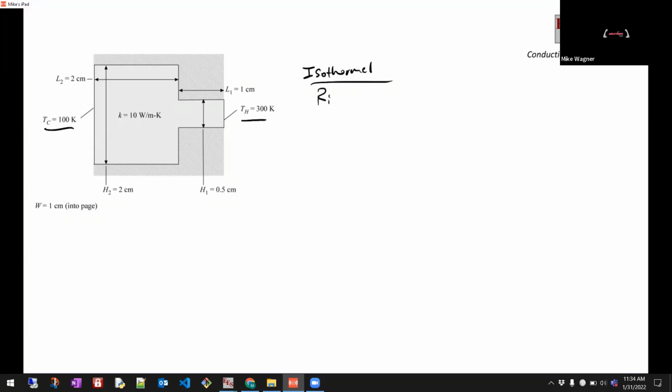So we can say our isothermal model, our ISO, would be the sum of those two things in series, which would be, let's see, L1, which is our thickness. This is a plane wall: L1 over K, and then the area, H1 times W, plus L2 over K, H2 times W. Right, so we're kind of assuming that the heat can magically expand as it goes through this little restriction and has the full area available to it.